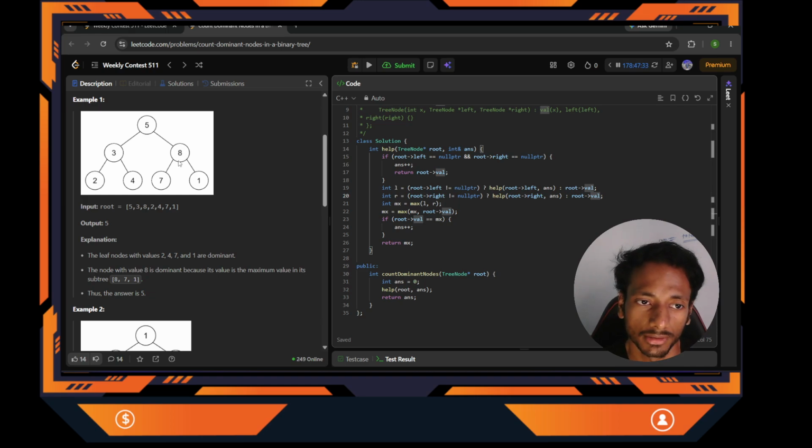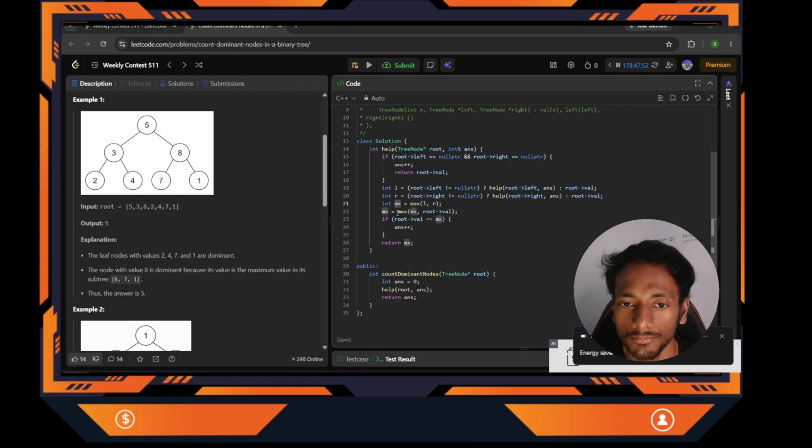Okay, so if I want to know whether this 8 is a dominant node, what is the condition? First of all, I have to know that this 8 should be greater than or equal to all the values present in this hierarchy. That means 8 should be greater than or equal to 7, 8 should be greater than or equal to 1, and 8 should be greater than or equal to the current value. So that's why I'll consider the maximum value of the left subtree and right subtree. Got it? So I'll store that into max.